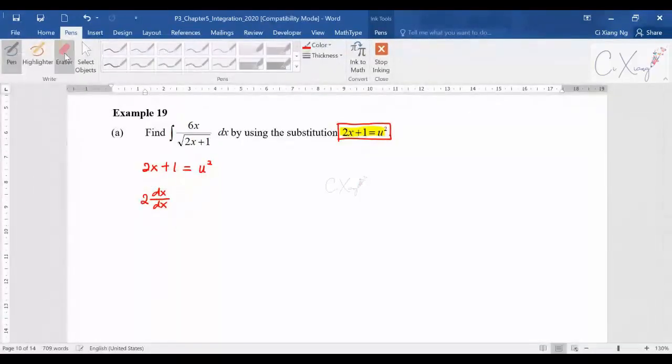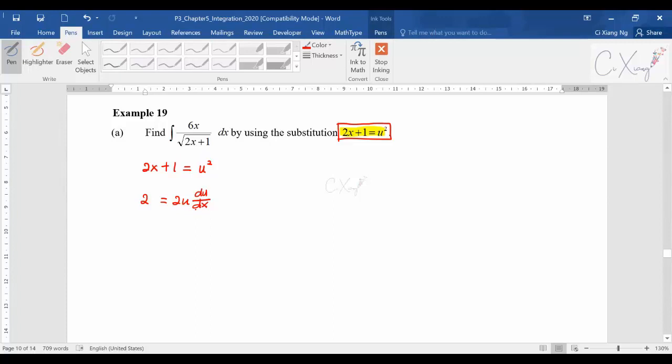Usually we don't write the dx out. Differentiate 1, you get 0, equals differentiate u squared, you get 2u. Because you are differentiating something related to u, you make it du over dx. This is an implicit differentiation that we learned before in chapter 4. Of course, if you don't like it, you can just use a normal type of differentiation. I'm differentiating with respect to x, therefore I have du over dx here.